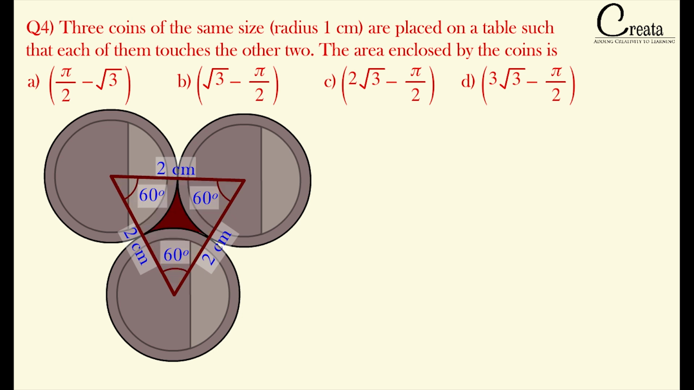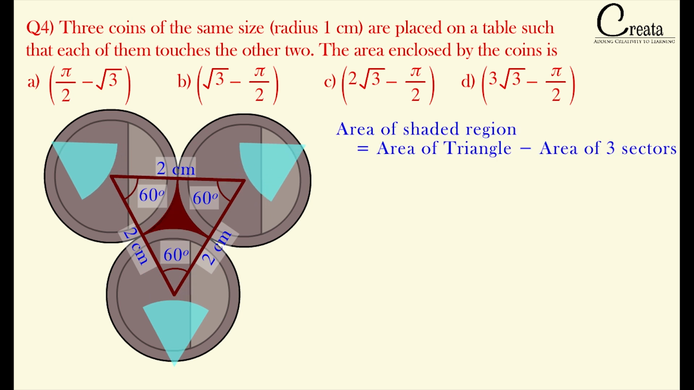Moving further, in this question we have to calculate area of this shaded region. If somehow we are able to find area of this complete triangle and area of these 3 sectors, these 3 are the sectors of the circle, and we subtract it from the area of this complete triangle, can we get area of our shaded region? That is the enclosed area. This approach we will use to solve this question.